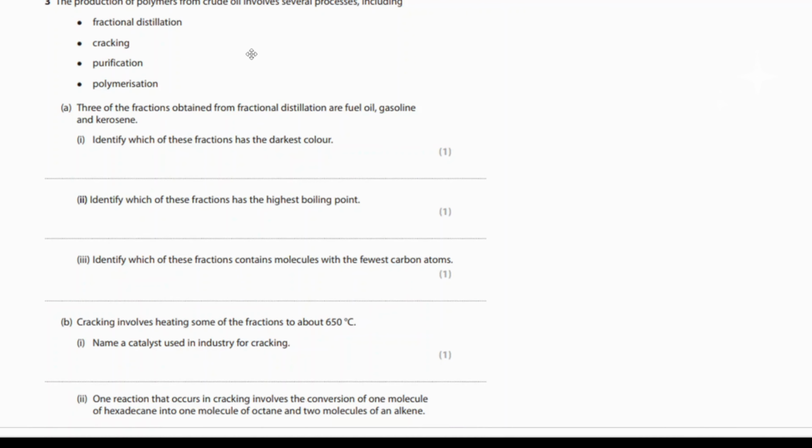The production of polymers from crude oil involves several processes: fractional distillation, cracking, purification, and polymerization. Polymerization is the last part. We are not going to discuss it for now. But we have discussed fractional distillation, cracking, and purification. Three of the fractions obtained from fractional distillation are fuel oil, gasoline, and kerosene. Which fraction would you think has the darker color?